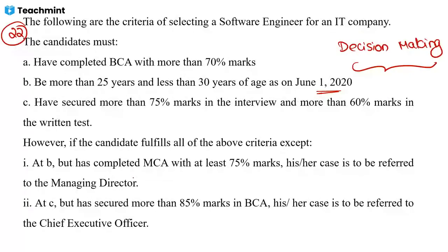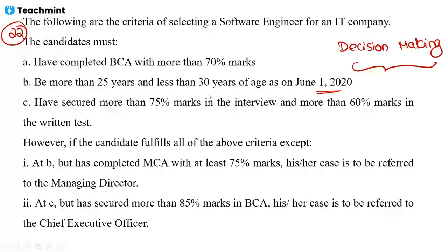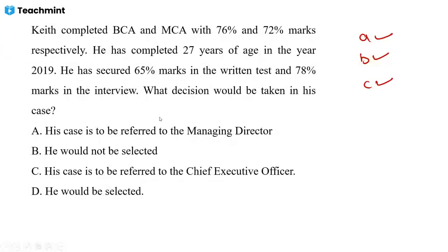The MCA data is required only if age is not satisfied, B not satisfied, right? B is satisfied already. Age is more than 25 and less than 30 only. Because in 2019 your age is 27, it means in 2020, whatever the month may be, you don't cross 30. So age is satisfied. When age is not satisfied, then we have to think about the MCA percentage and refer to the managing director and so on. C satisfied. More than 75% in the interview, yes, 78%. Written test 60% required, yes, 65%. All satisfied.